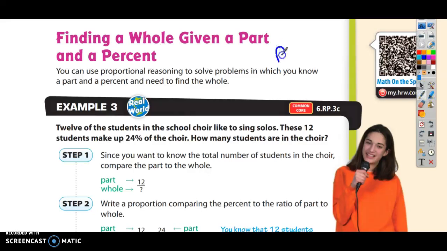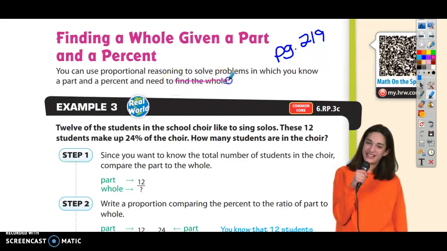This is page 219. The title of the page is Finding a Whole Given a Part and a Percent. You can use proportional reasoning to solve problems in which you know a part and a percent and need to find the whole. Here's the key to this page.